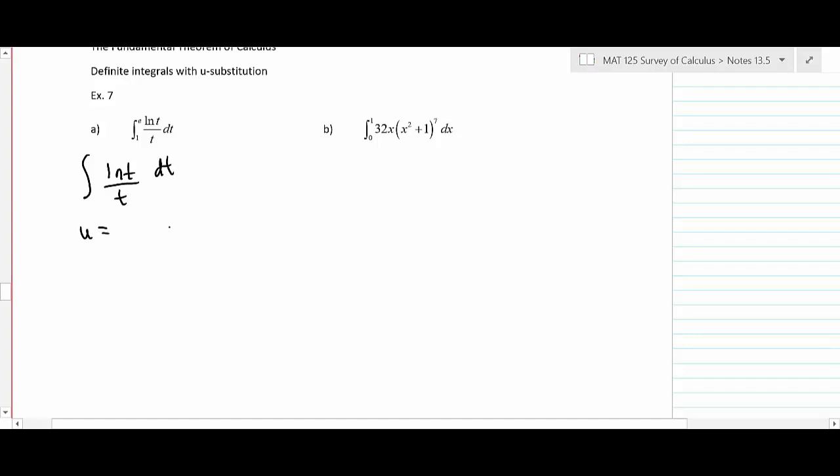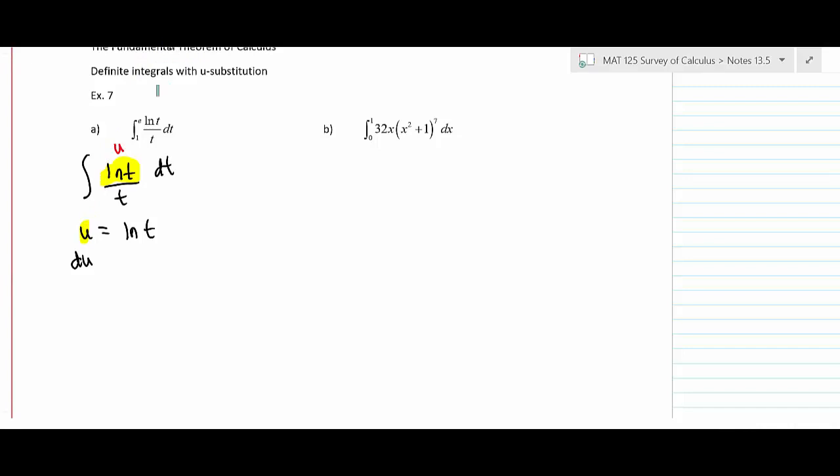Okay, so I'll ask you, what do you think would be a good thing to set u equal to? 1 over t. No, it wouldn't work. Okay, here's what you want to think of. ln t. When you do du, you're hoping you get what's left over. What did you say? ln t. Let's try ln t. All right, so that's going to be u. That's your u part right there.